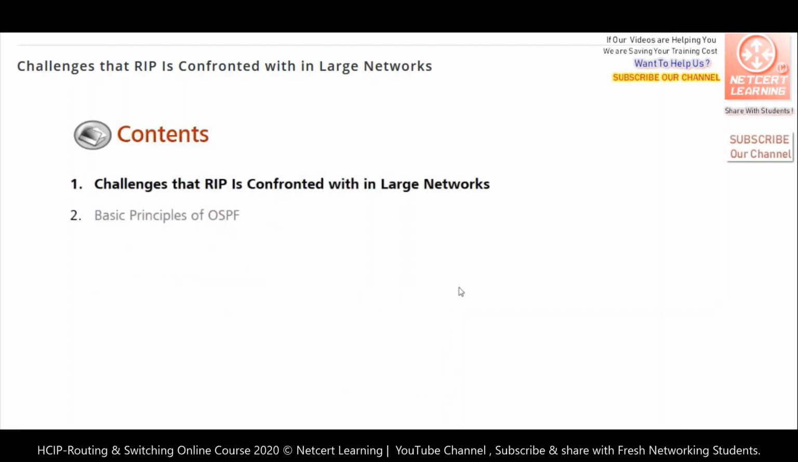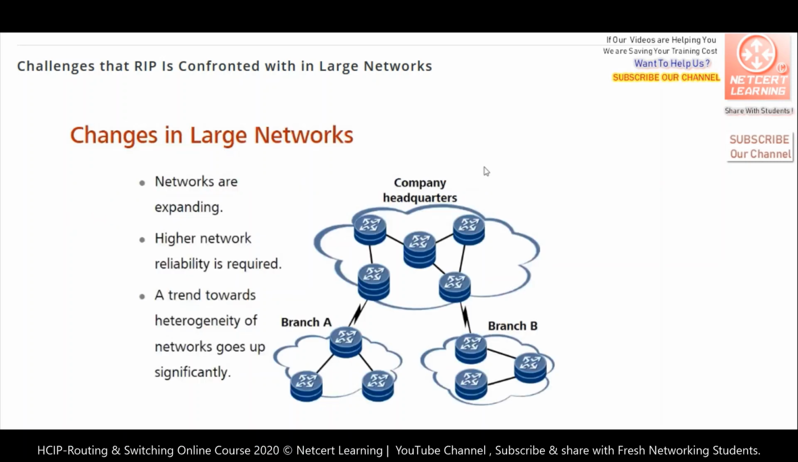So let's look into the topic here: the challenges that RIP is confronted with in a large network, and then the basic principles of OSPF. First we look into the challenges in a large network. In this diagram we have three sites. This is our headquarters, branch A and branch B.